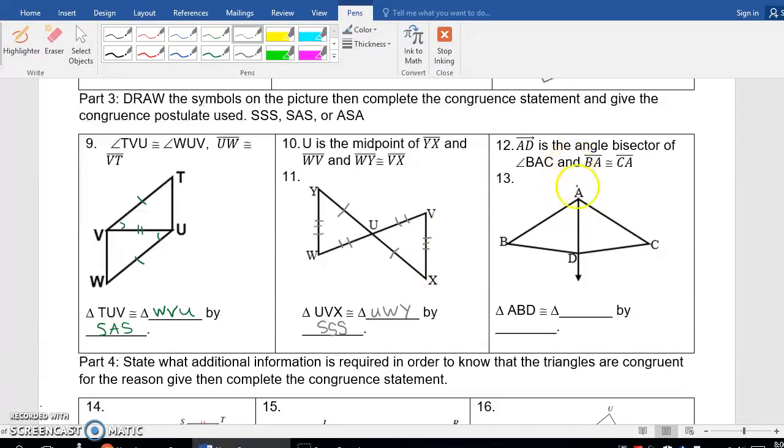Number 12, AD is the angle bisector for angle BAC. We know that angle bisector means it cuts this angle exactly in half, so those are going to be congruent. And segment BA is congruent to CA. Using the reflexive property again, we know that this is congruent to itself. So now we can write our congruent statement. Triangle ABD is going to be congruent to triangle ACD by the postulate side, angle, side.